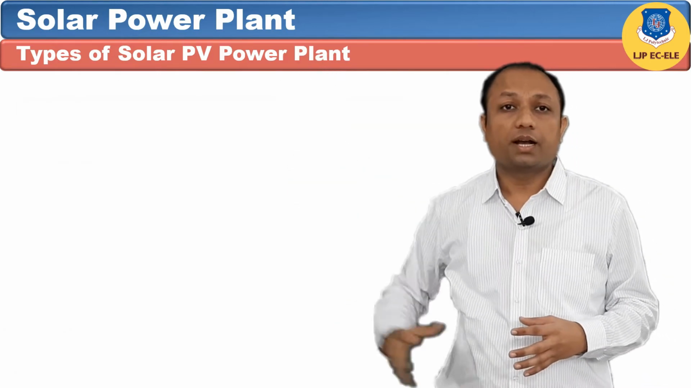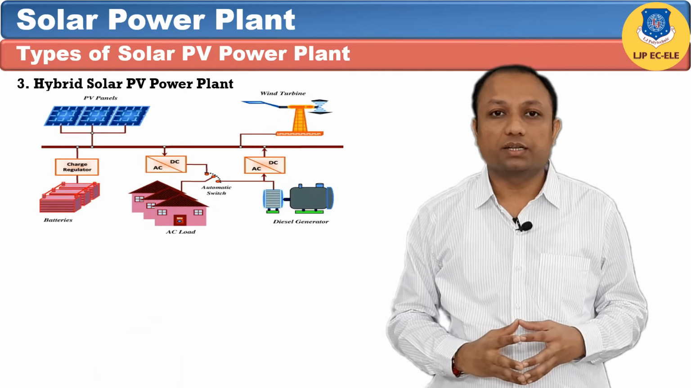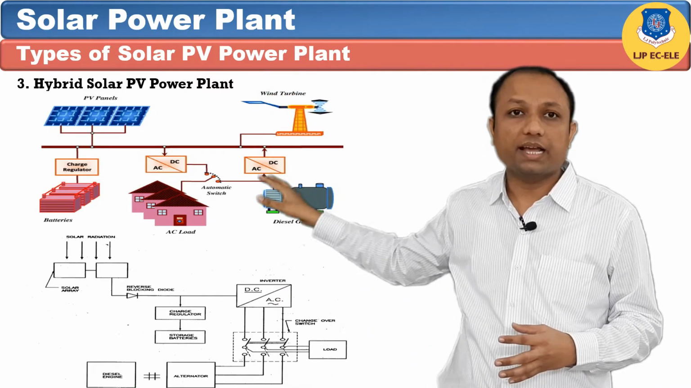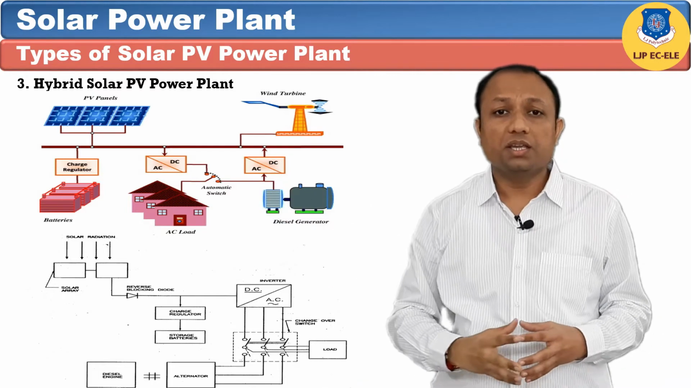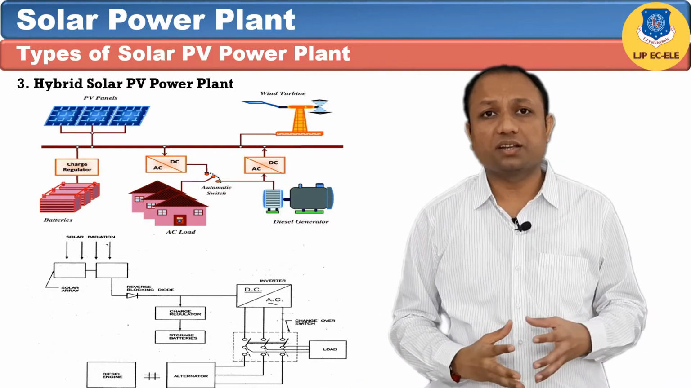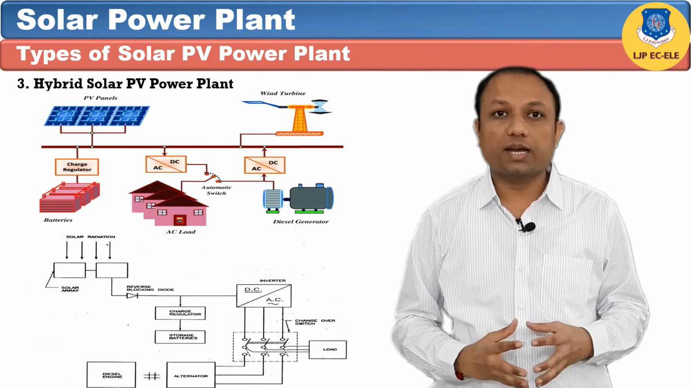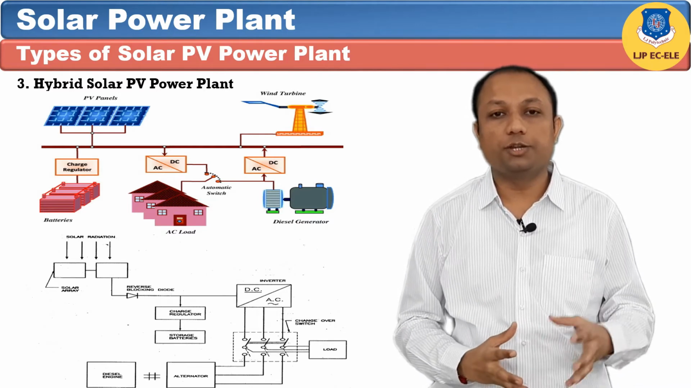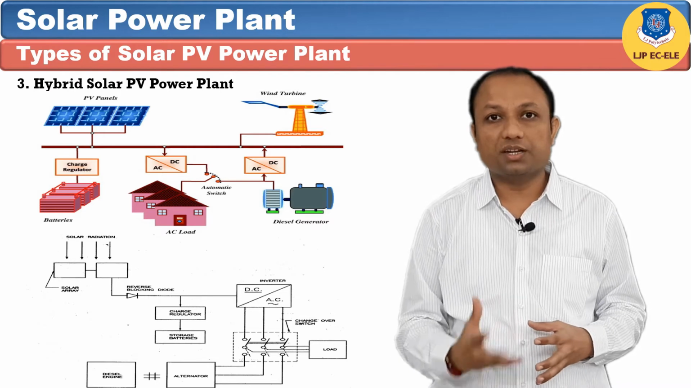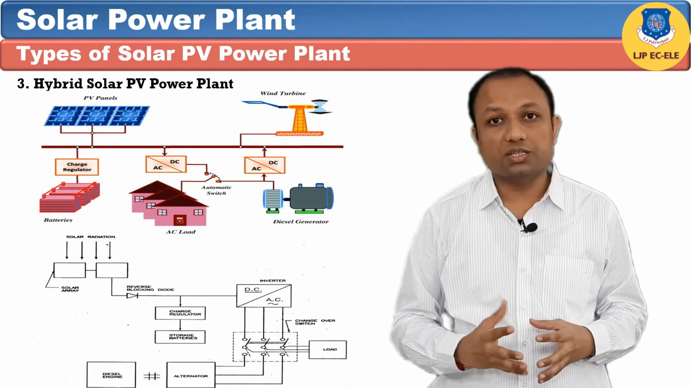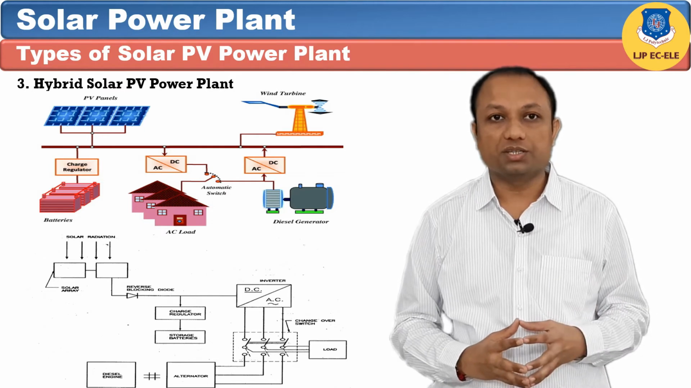Third one, hybrid solar PV power plant. Here you can see the schematic arrangement and the line diagram of such type of power plant. In this power plant, diesel generator set is used with the solar power plant. The solar system can give power only during daytime. Diesel generator is used to generate the power during the night period. So such system is called the hybrid system.